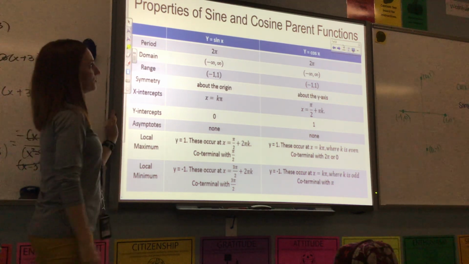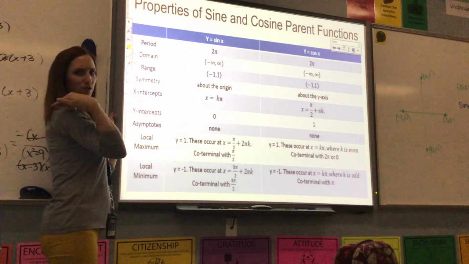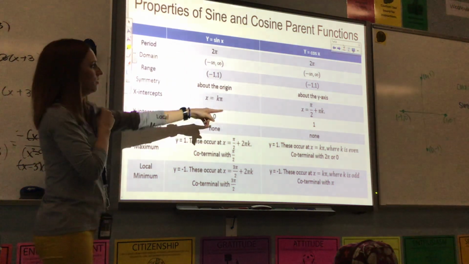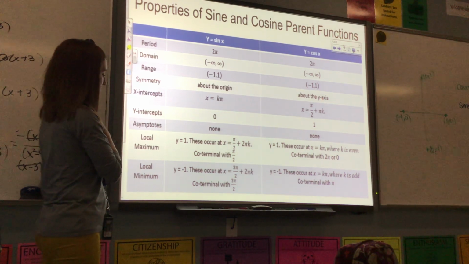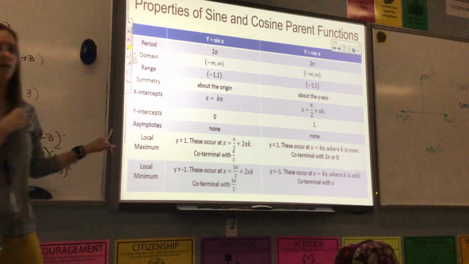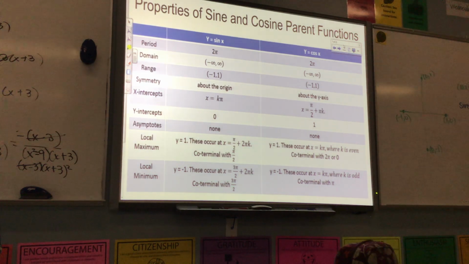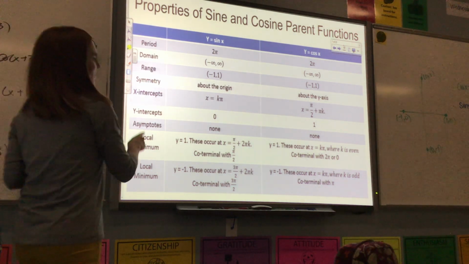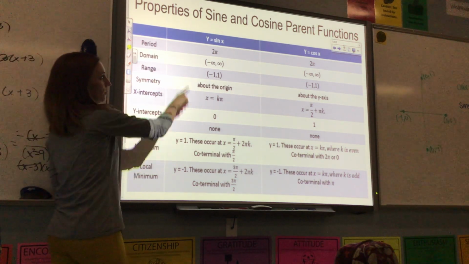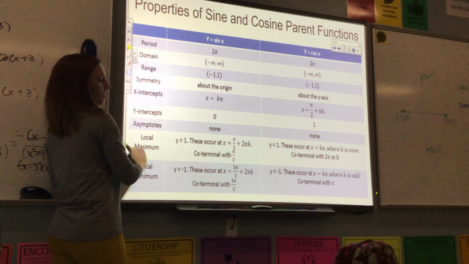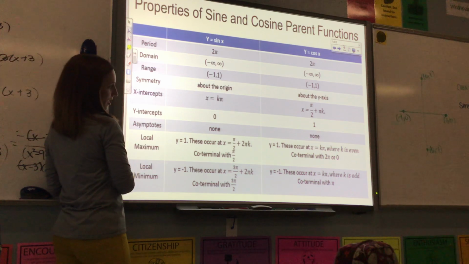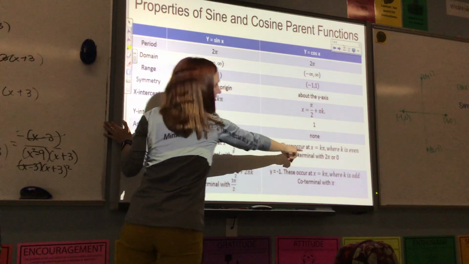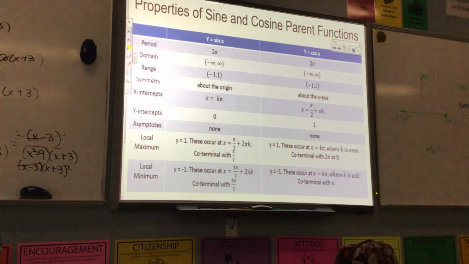Your y-intercept for sine is 0. Again, you can get that from the graph. That's where our first point was. And for cosine is 1. There are no asymptotes on these. Your local max and min basically find your quadrantals. So for sine, your maximum is always coterminal with pi over 2. With cosine, your maximum is always coterminal with 0 or 2 pi.